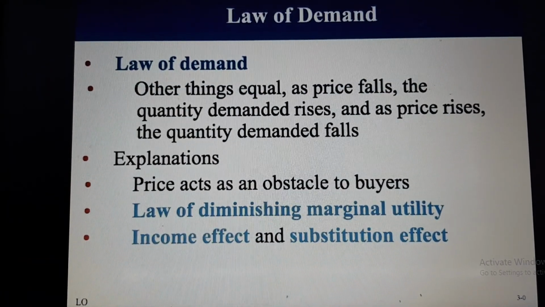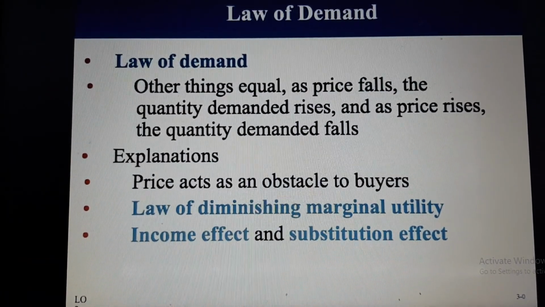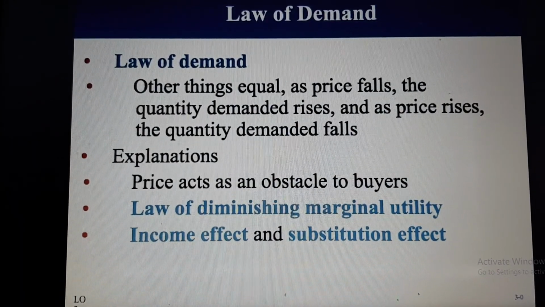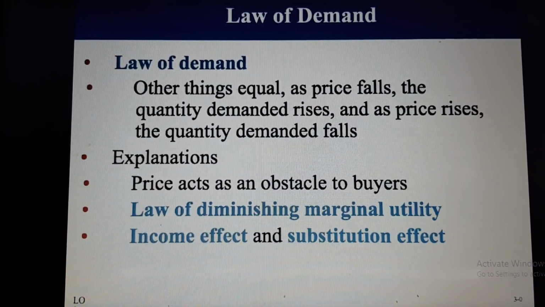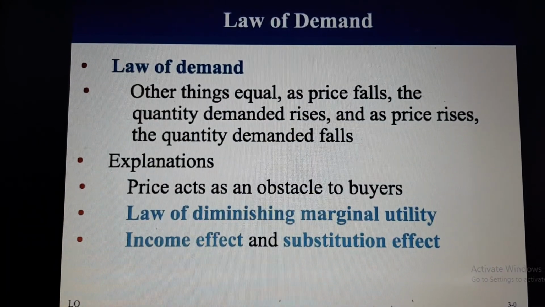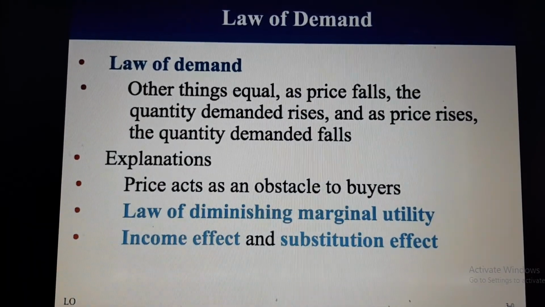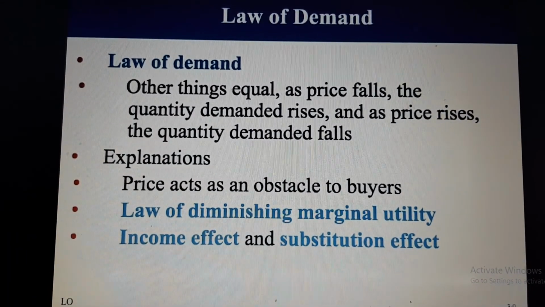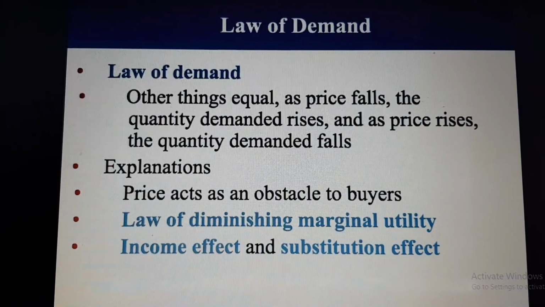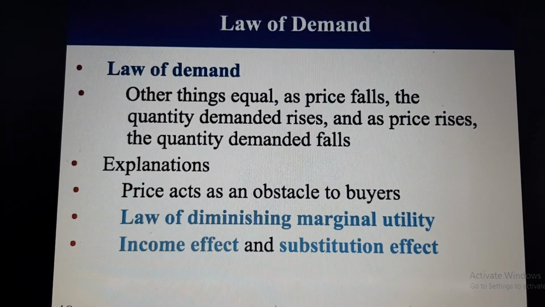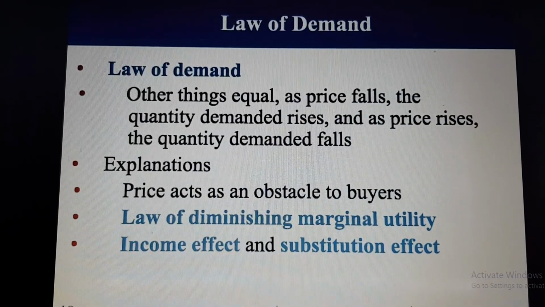So the law of demand states that, other things equal, as the price falls, the quantity demanded rises, and vice versa. As the price rises, the quantity demanded falls. And this makes sense. We see this law of demand in effect in our everyday life. When the price of a good that we consume drops, we tend to buy more, and when it increases, we tend to buy less. So why does this phenomenon happen?